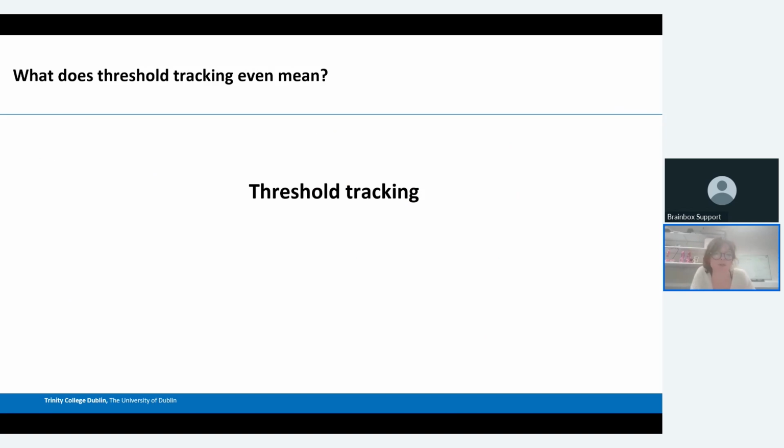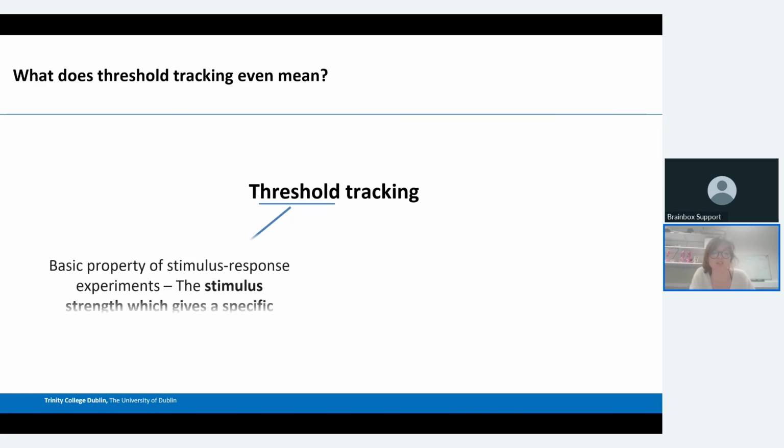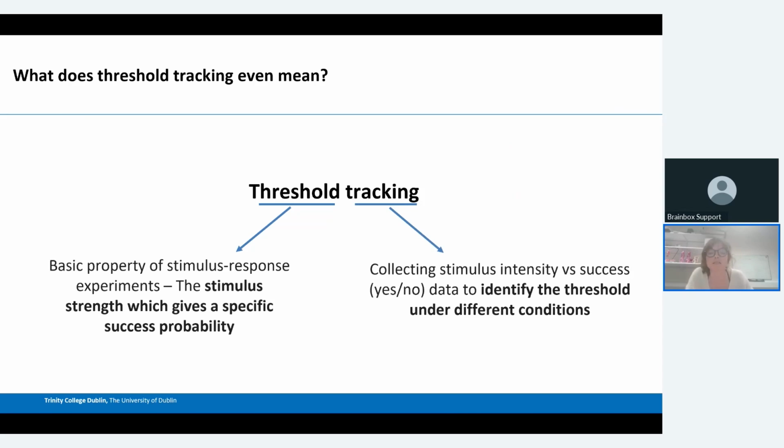So what is threshold tracking? Threshold is just a basic property of any stimulus response experiment in electrophysiology, which is the strength of a stimulus we need to give to get a specific probability of success, and in our case, success would be a response of a certain size. Tracking means collecting stimulus intensity versus success data. So by success, I mean, was there or wasn't there a certain response? So collecting this data and then using it to identify the threshold and how it changes under different conditions.